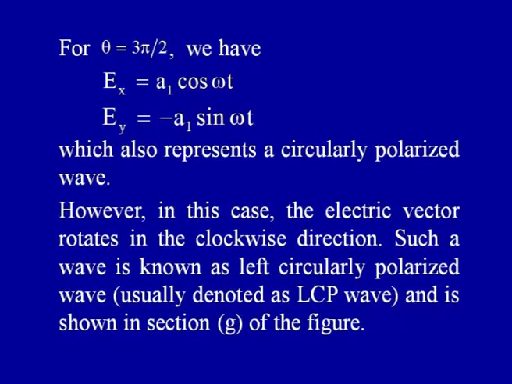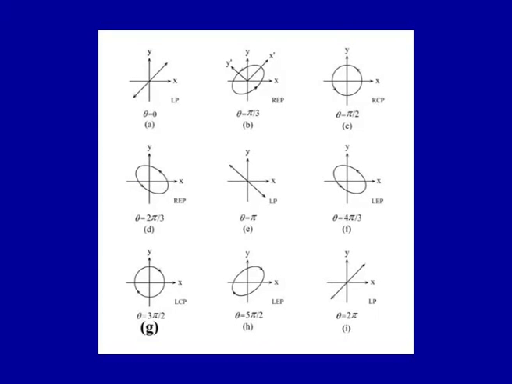Such a wave is known as a left circularly polarized wave, usually denoted as LCP wave, and is shown in section G of the figure. Again a circular vibration. The only difference with the earlier case C is that here the electric vector rotates in the clockwise direction. Remember, the beam propagation direction is coming out of the screen. This is called the left circularly polarized wave.